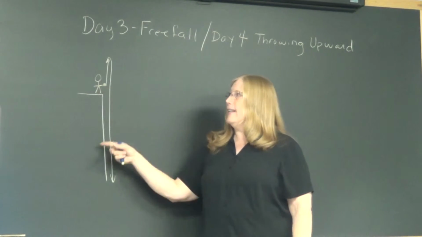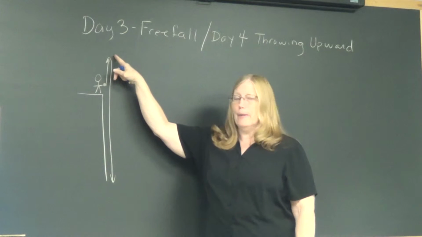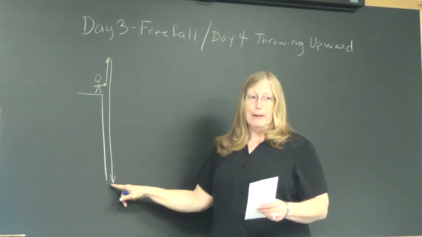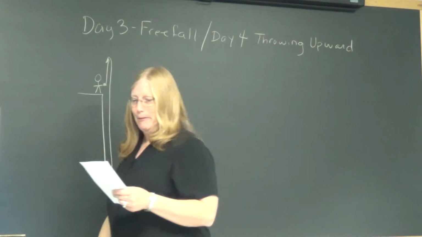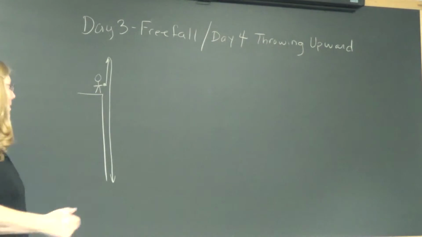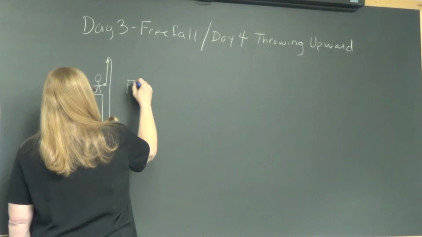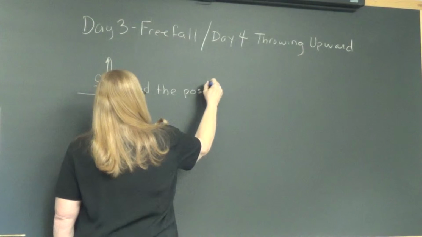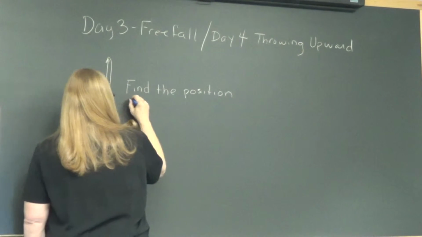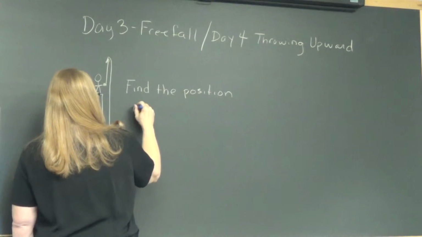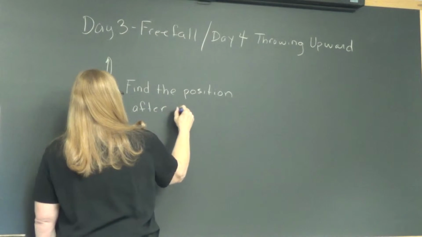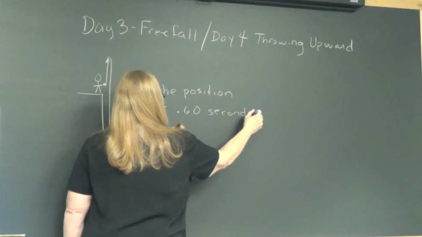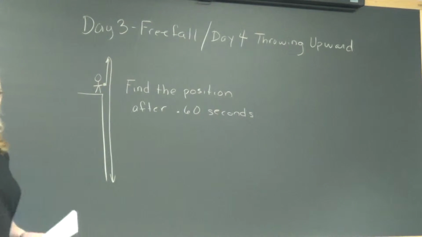Draw a cliff and someone throwing something upward off the cliff, and it's going to come back down below, maybe below him. Let's see, and this problem ends at 0.6 seconds. So the question is, find the position after 0.6 seconds. I'll give 2 sig figs to that. So there's what we're looking for.